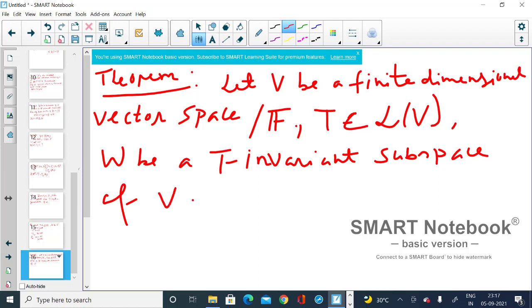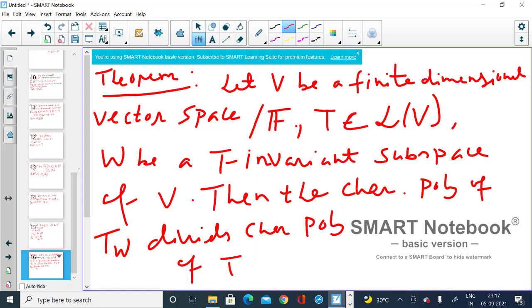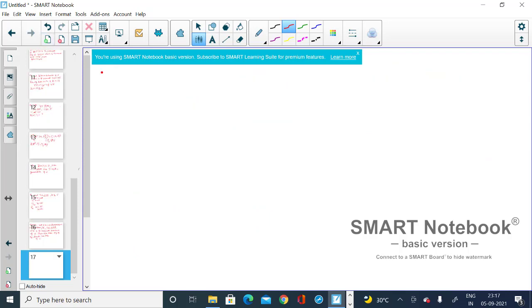Then the characteristic polynomial of T_W divides the characteristic polynomial of T. That means the characteristic polynomial of T_W sits as a divisor inside the characteristic polynomial of T. So the characteristic polynomial of T can be factored into smaller polynomials, and one of the factors will be the characteristic polynomial of T_W.